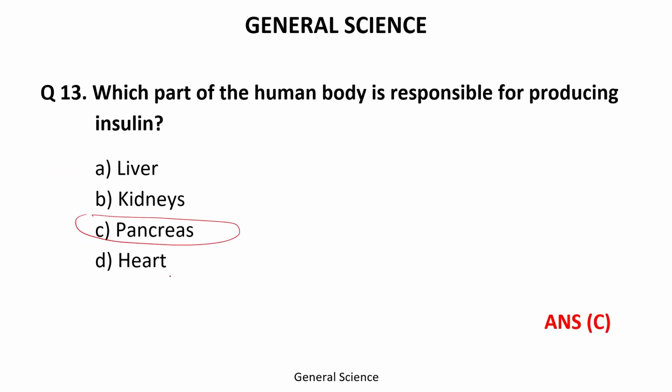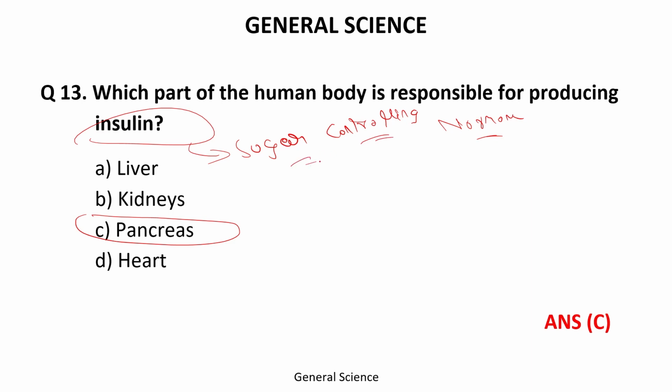Correct answer is pancreas. So basically, if we talk about insulin, then it is a sugar controlling hormone, which controls the sugar level in the blood. And it is released by the pancreas.